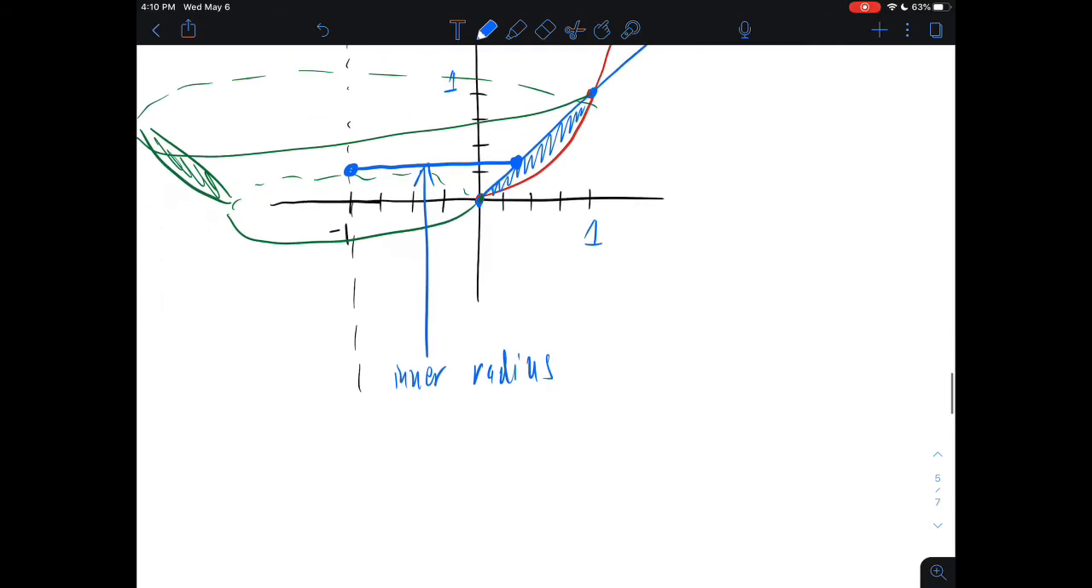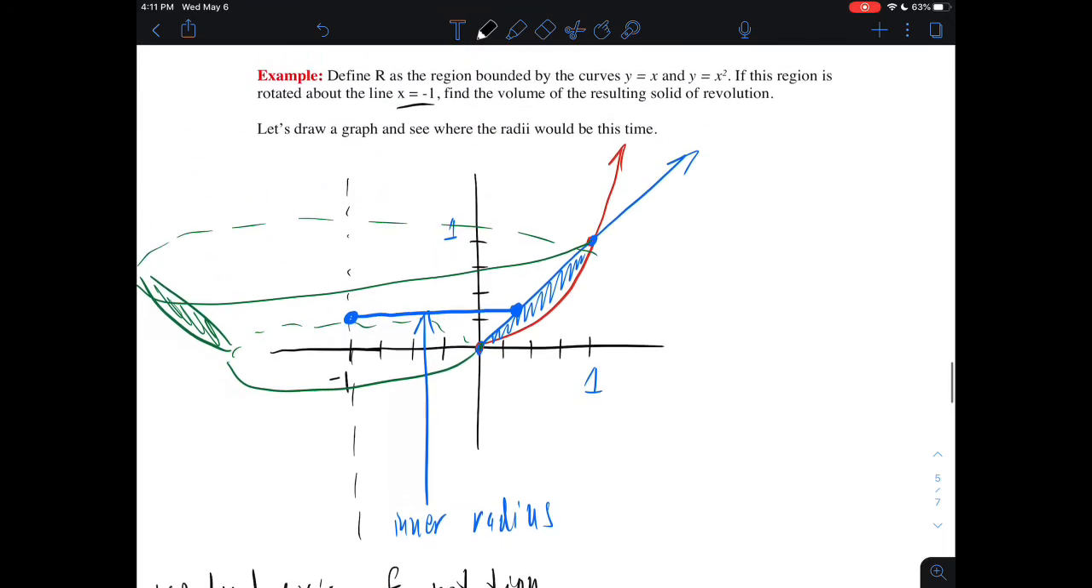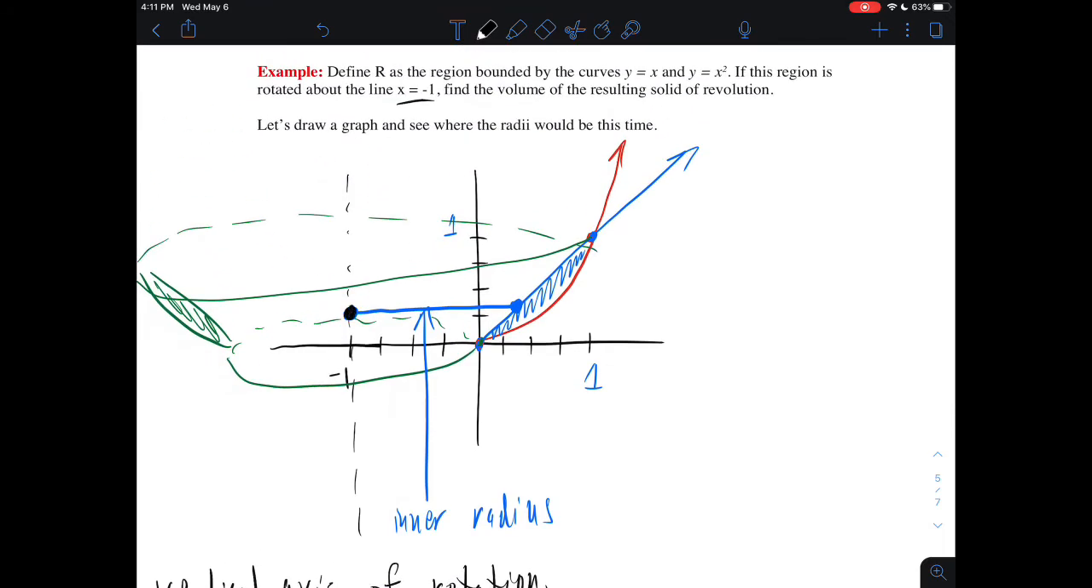So we can write a note down for that. Vertical axis of rotation. Radii, that's the plural of radius, are found by subtracting x values. Which means I need to take an x value for both of these points here and subtract them.